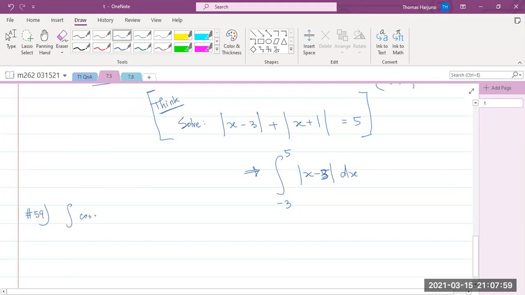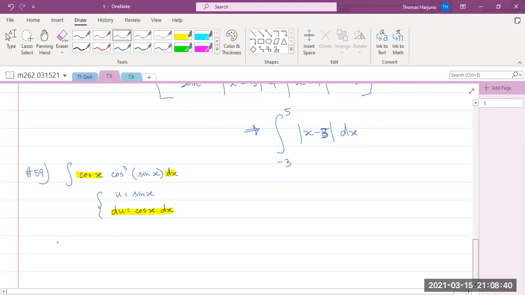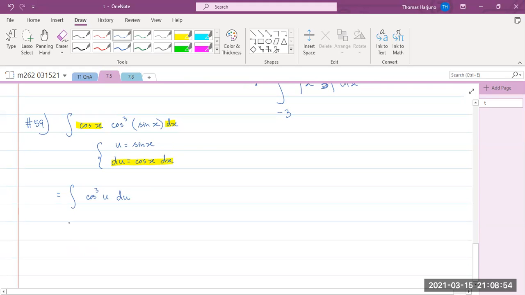The integral of cosine x times cosine cubed of sine x dx. Substitution first. u equals sine x, so du equals cosine x dx. Notice that this is my du. Then that integral becomes the integral of cosine cubed u du. Now, how to integrate this? That's cosine squared u times cosine u du. Give me a second.